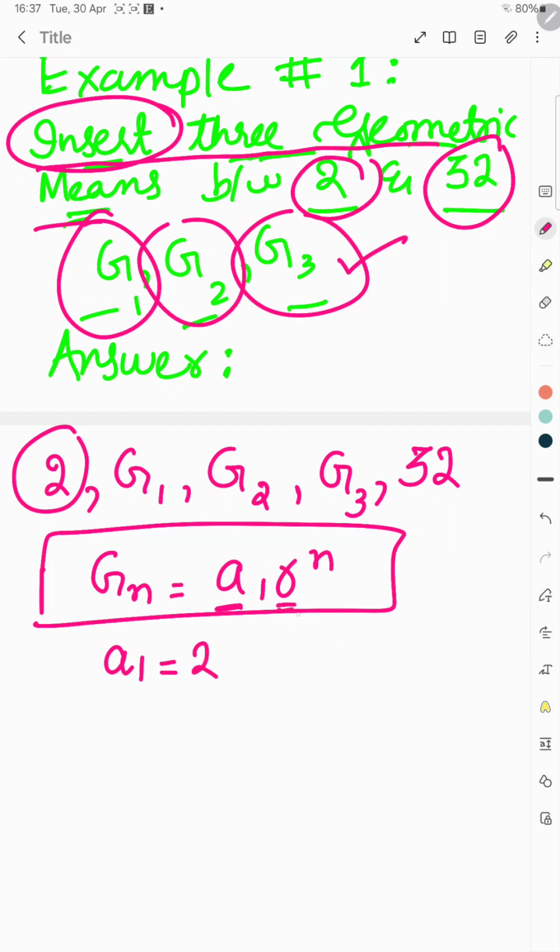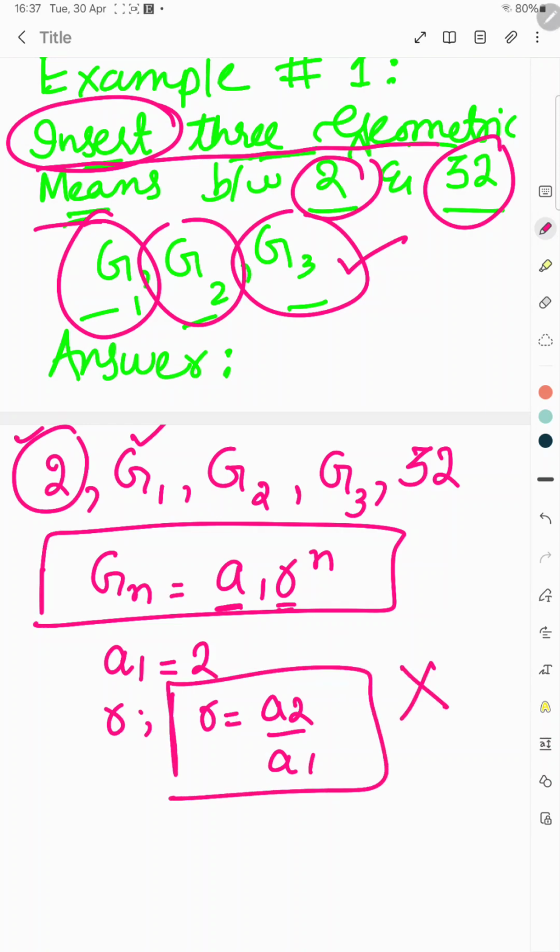Okay, now what is R? R is the ratio, and how we will find the ratio, as ratio is equal to A2 divided by A1. So A1 is given, but what about A2? Is there any A2 here? No, A2 is not given. So we are not able to find the value of R with this formula. So we will not use this formula at this time, because the value of A2 is not given to us.